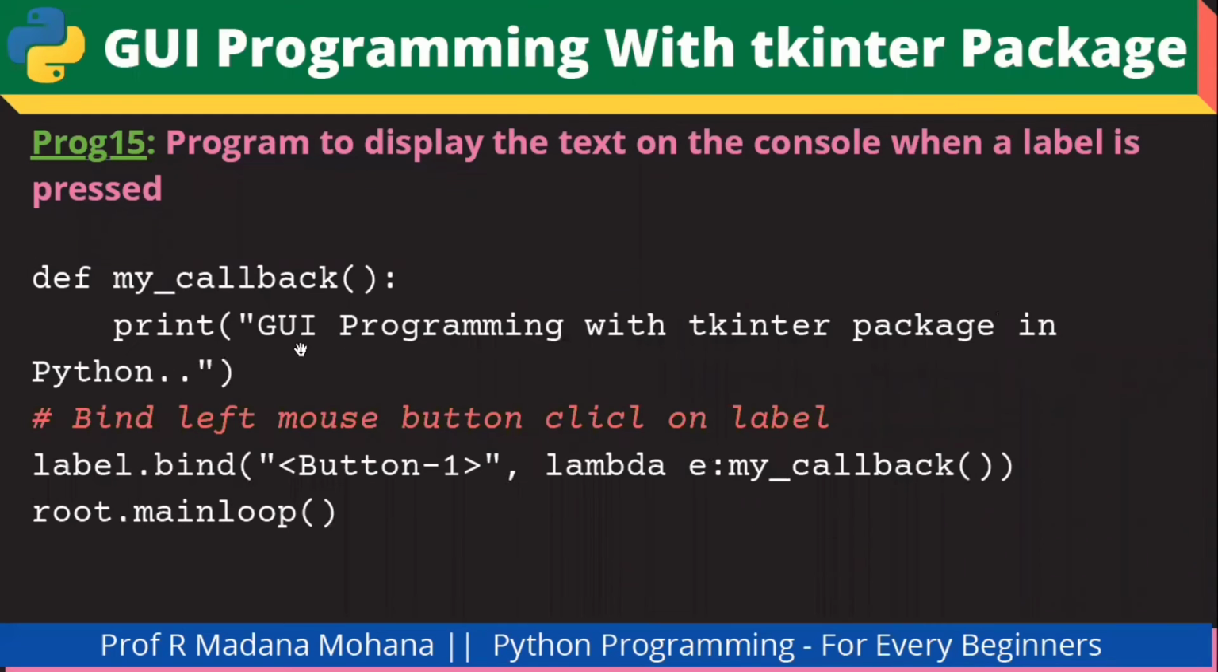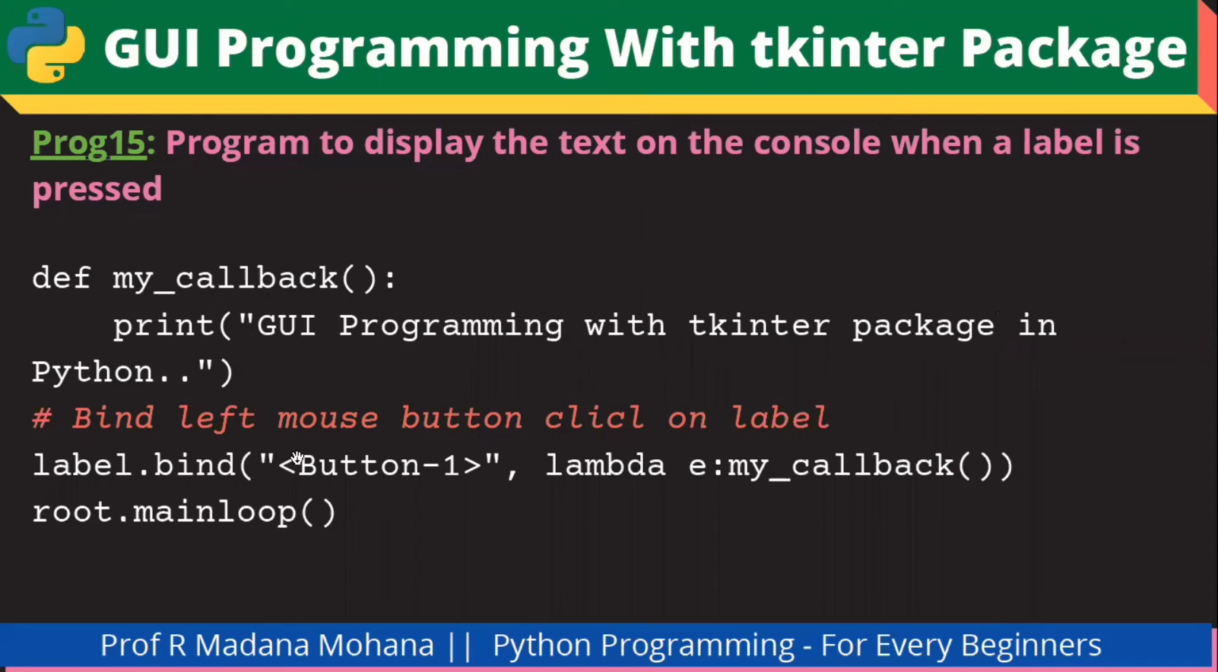Now this is the information displayed in our console. Directly it won't display in our program. By clicking the button in the tkinter window, only then will this information be displayed in our console. The message is like "GUI program with tkinter package in Python". So then bind the left mouse button, so click on the label.